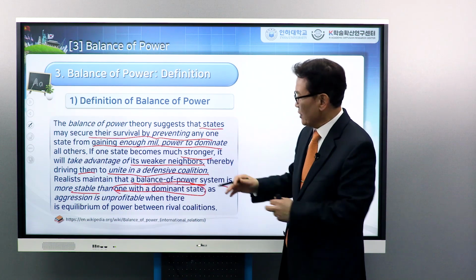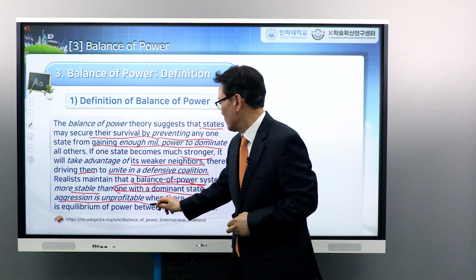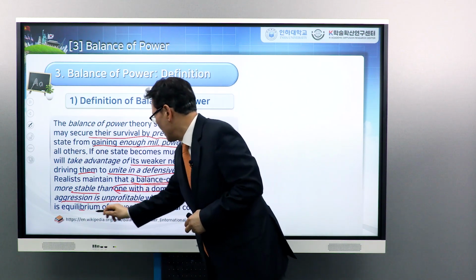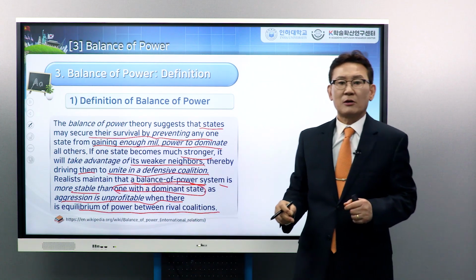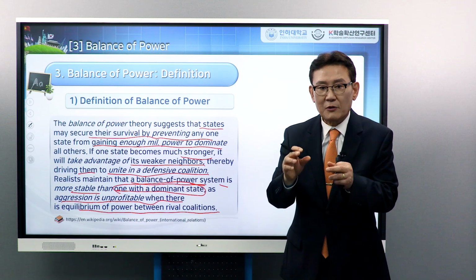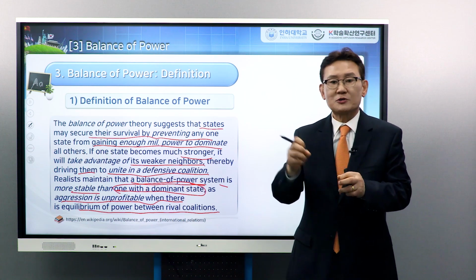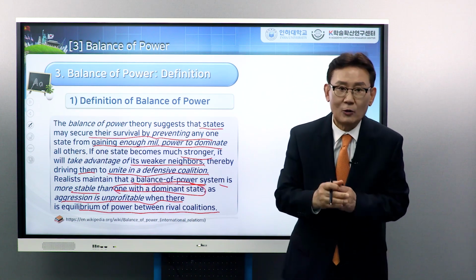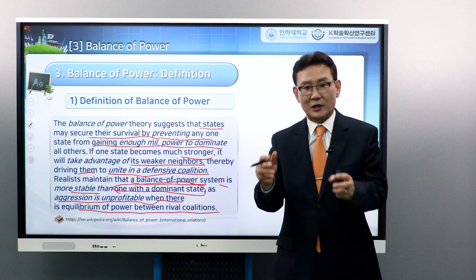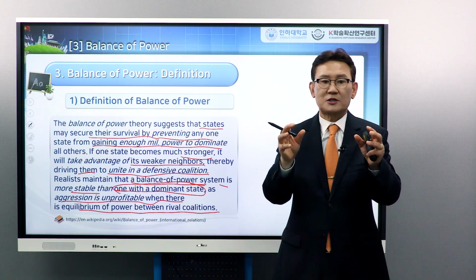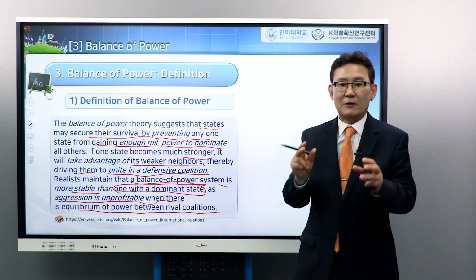And also, it is particularly true that aggression is unprofitable when there is an equilibrium of power between rival coalitions. When there is a coalition among the countries and one dominant power shows up, that's not profitable. The dominant power does not make any profits when there are defensive coalitions against it. So realists argue that the balance of power system is more stable than one with a dominant country.